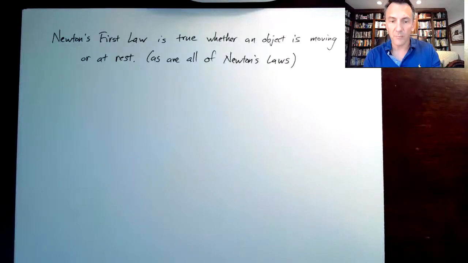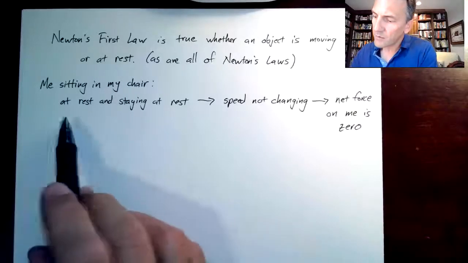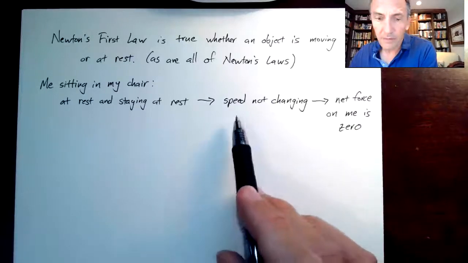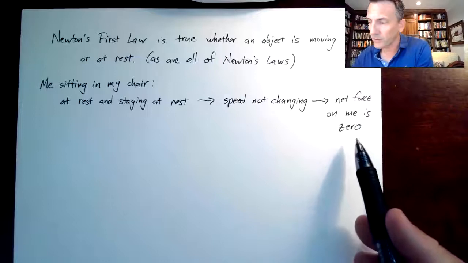So let's do an example of me sitting in my chair. I'm sitting in my chair and I'm not going anywhere. Is there a non-zero net force acting on me? Well, I'm at rest and I'm staying at rest. Therefore, my speed is not changing. Therefore, the net force on me must be zero. So if I'm at rest and staying at rest, then my speed is not changing. Therefore, the net force on me is zero, according to Newton's first law.